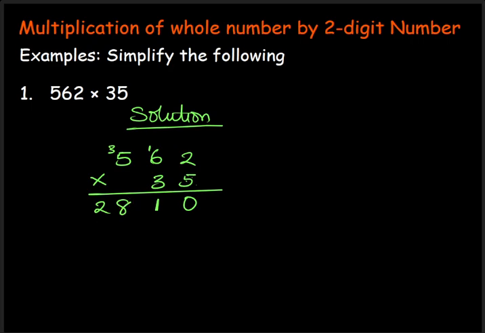Now we are done with using 5 to multiply. Please take note. We are done with using 5 to multiply. So we proceed to use 3. So we are now going to use 3 to multiply.